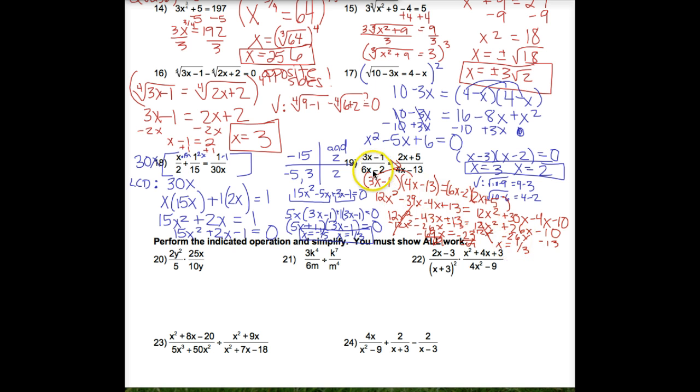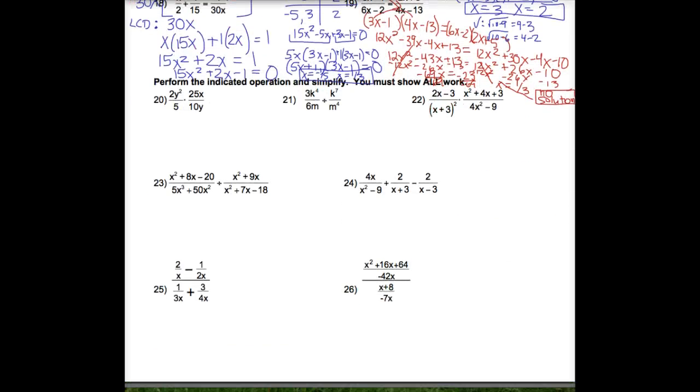Do not forget to check for the extraneous solutions. So I take the 1/3, I check my denominator. 6 times 1/3 is 2. 2 minus 2 would be 0, which means this is extraneous. So because the only solution that I got would give me a 0 in the denominator, this one has no solution. So no solution for this one.